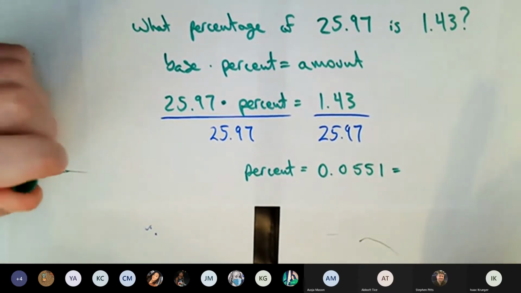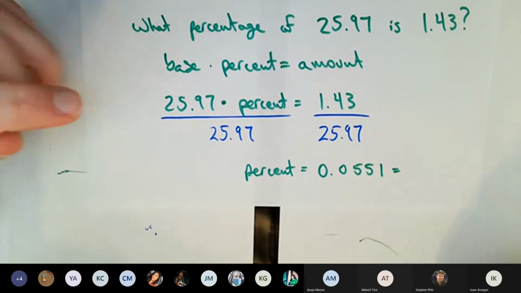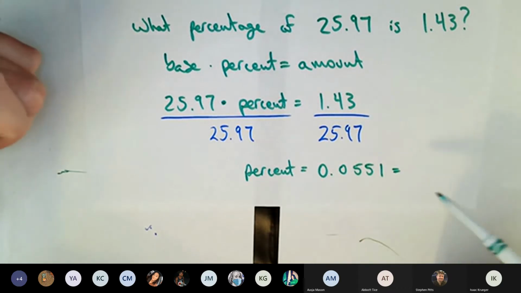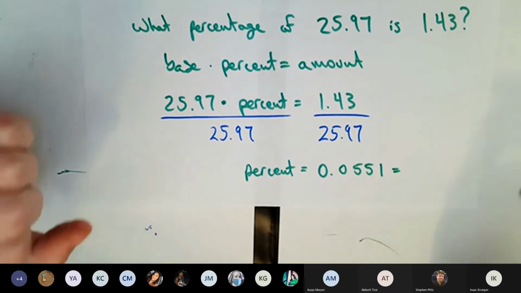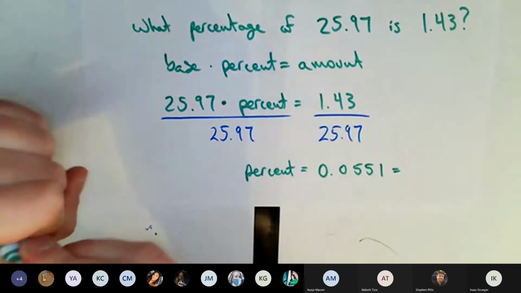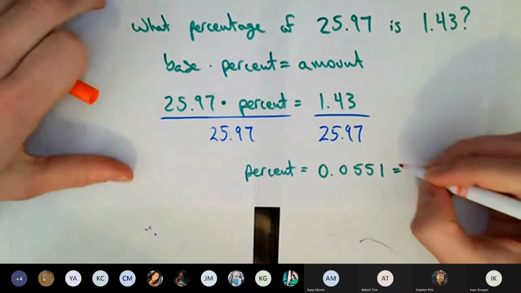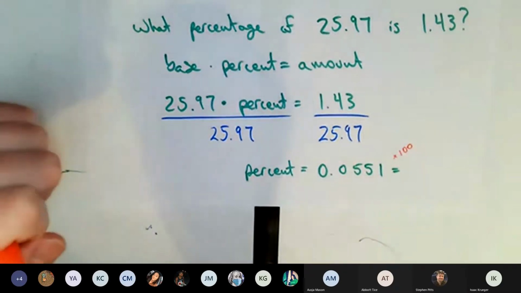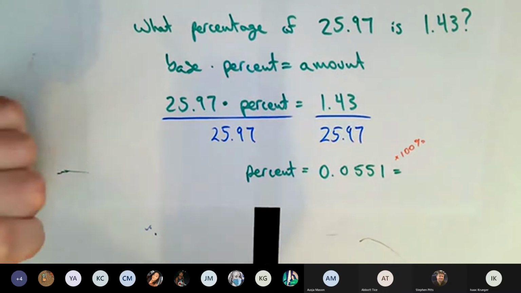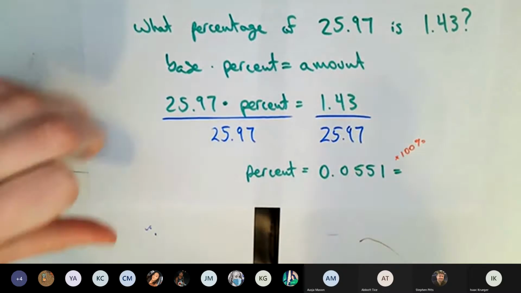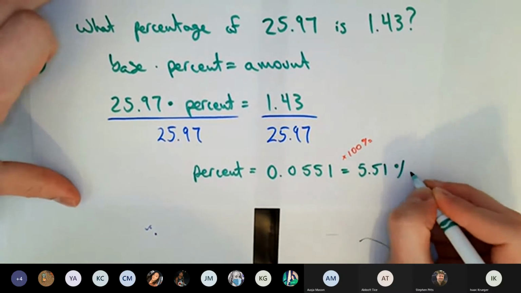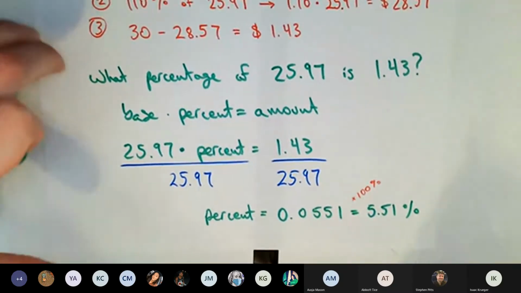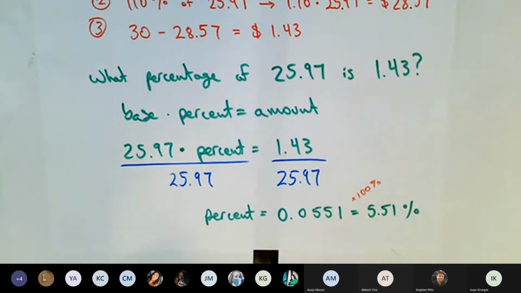How do I get it back as a percent? Well, recall to go from percent to decimal, you divide by 100. So to go backwards, you'll multiply by 100. So I'm going to multiply by 100, well, really 100%, because I'm going to add that percent symbol on the back. And I'm getting that this would be 5.51%. Okay. So what just happened?